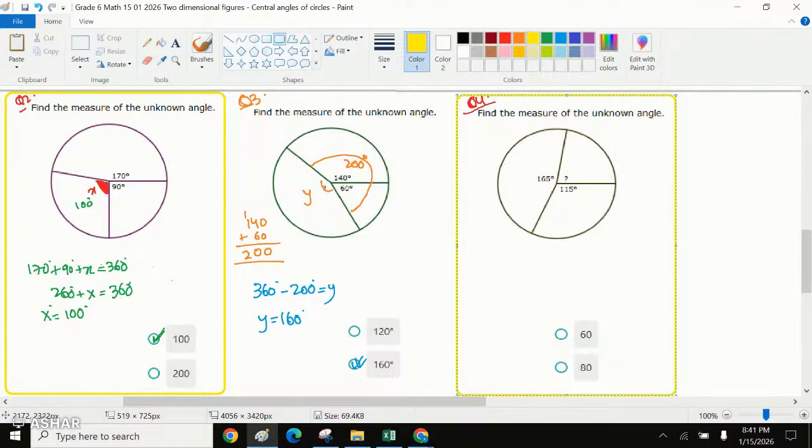The question number 4 says, the two options given. So the question says we are given two options over here, 60 and 80. So what should be the answer? Should it be 60 or should it be 80?